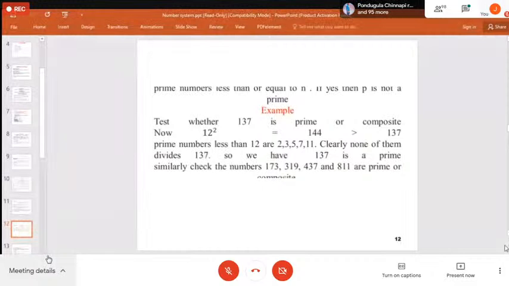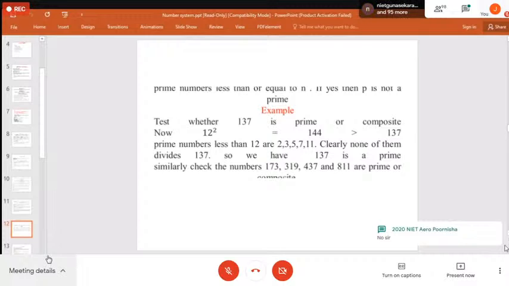13? No, sir. Please do the calculation and tell me. 17? No, sir. 19? No, sir. 23? No, sir. 29? No, sir. So no prime number divides this 811. So 811 is a prime number.